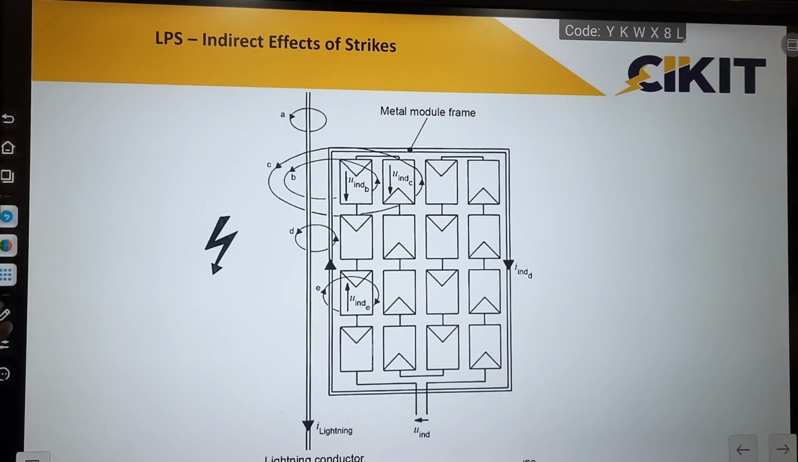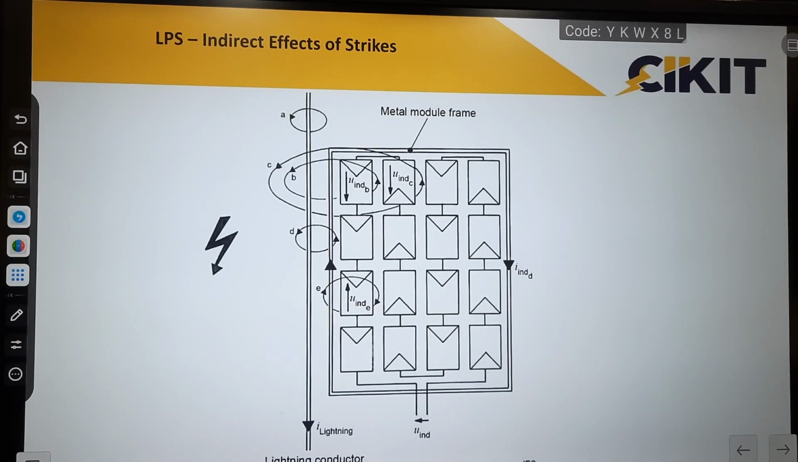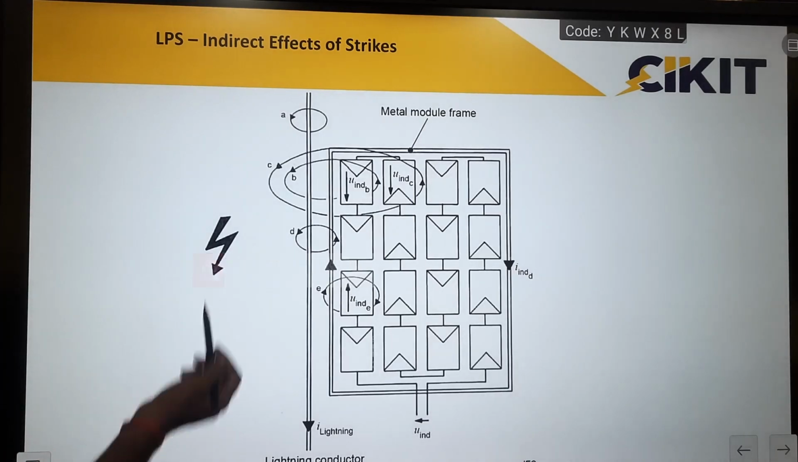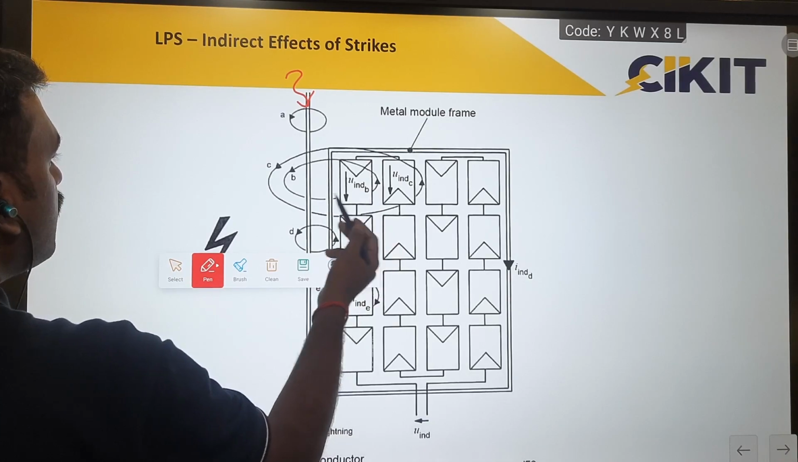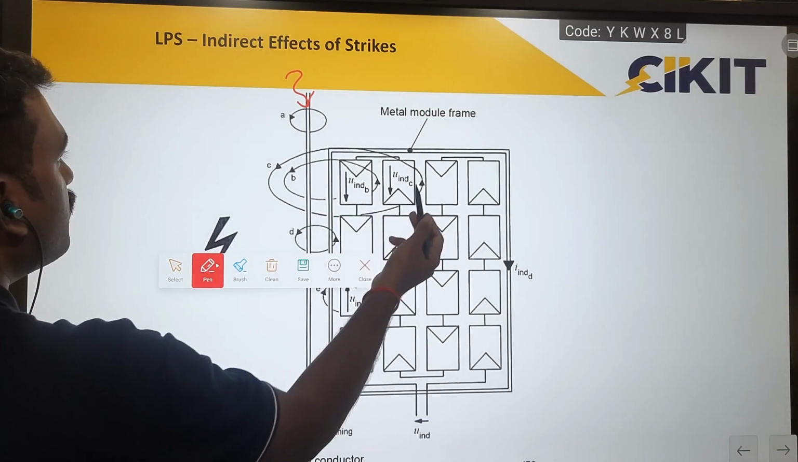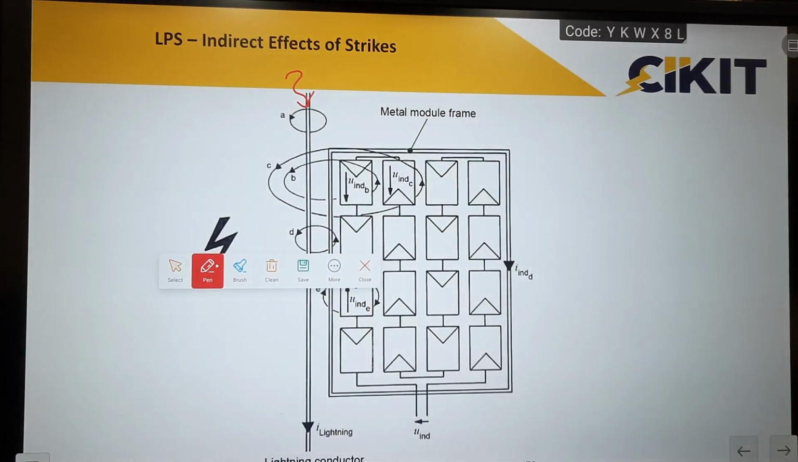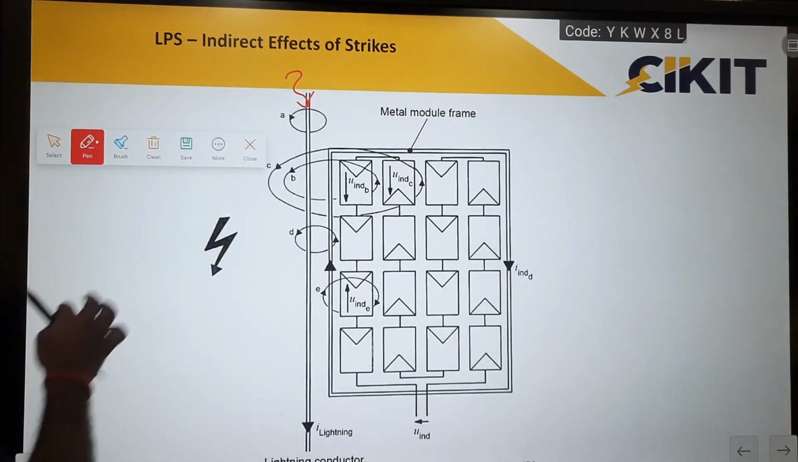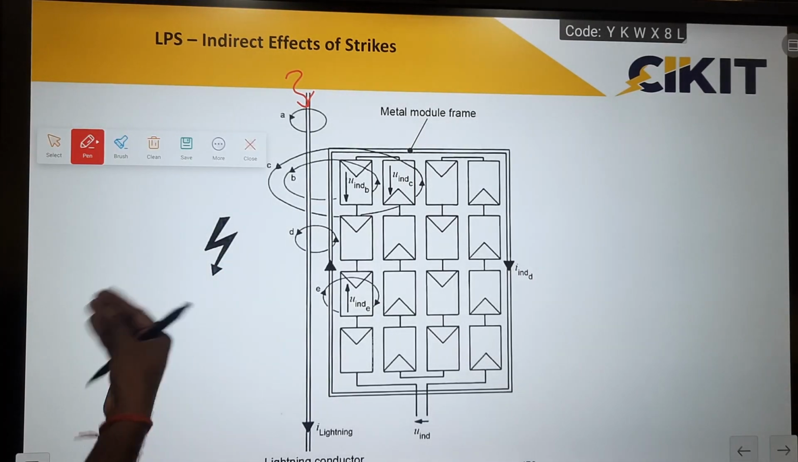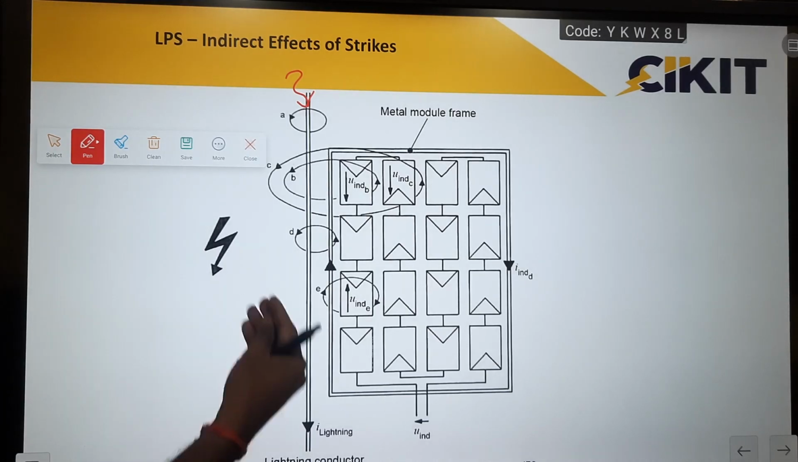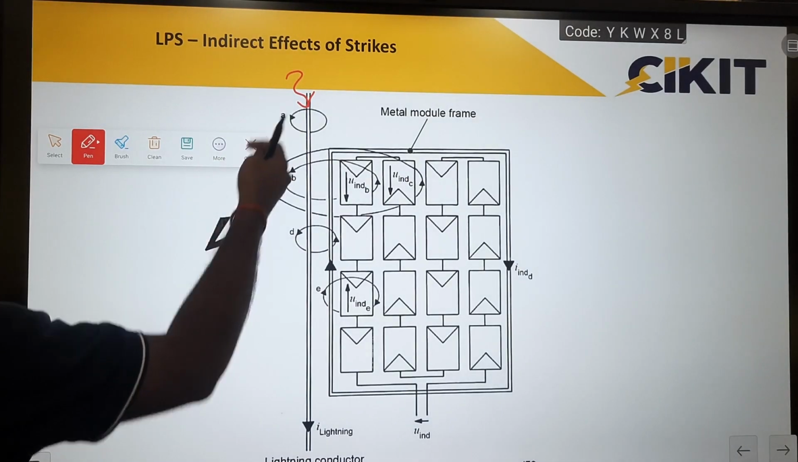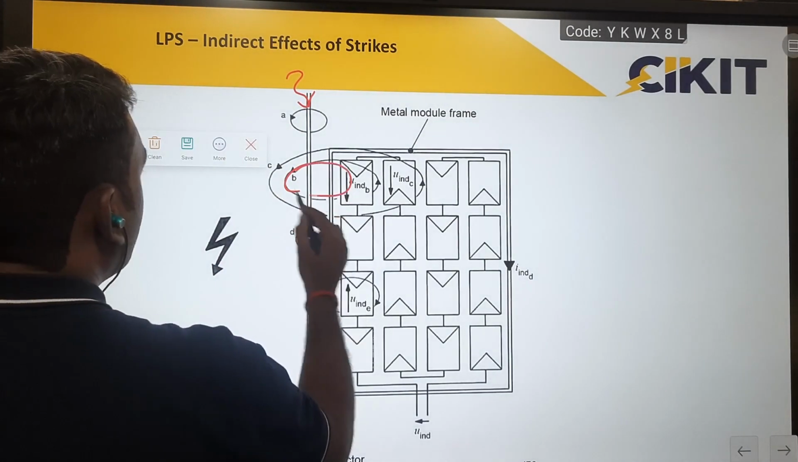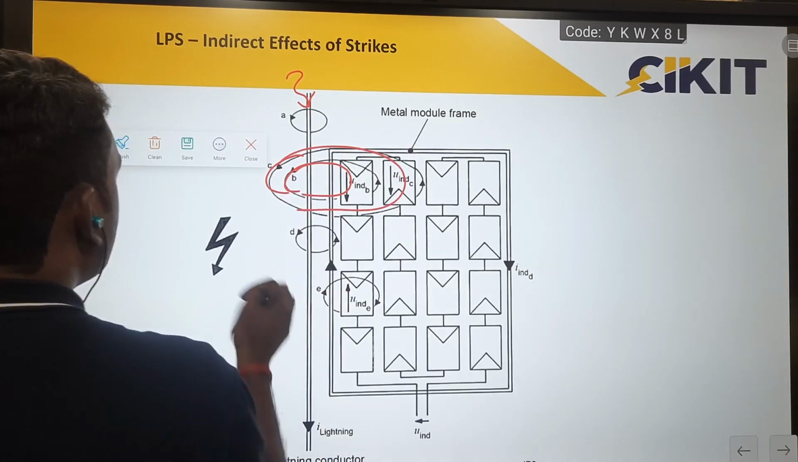So whenever current flows through any conductor, a magnetic field will be produced. Here, the current flowing through this lightning conductor is creating a magnetic field, and this magnetic field is linked with the solar panel modules. Because of this induction, surges will flow through this conductor, and the electronic equipment, that is the inverter connected from this cable, will get damaged because of this induction due to the lightning impulse current.